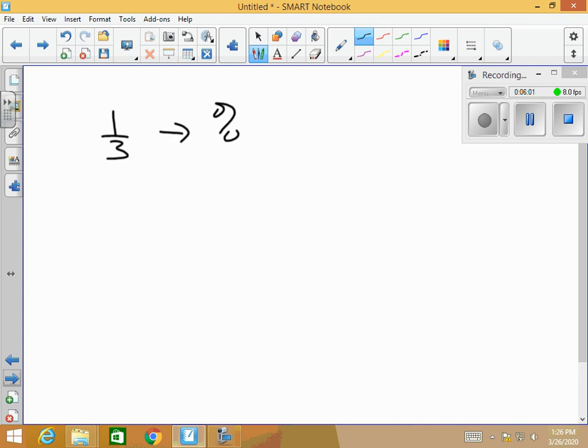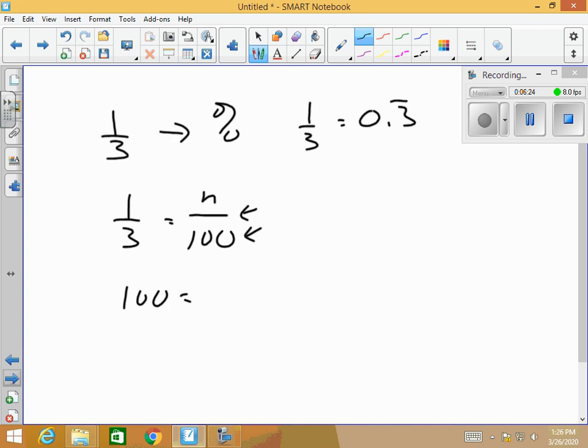And yeah, we can say that 1/3 we know as a decimal as 0.3 continuous, but that doesn't necessarily give us a percent. So keep doing what we've been doing. A fraction that we want to be a percent is still a number over 100%. So I get 100 equals 3n. Divide by 3, divide by 3, and n equals 33.